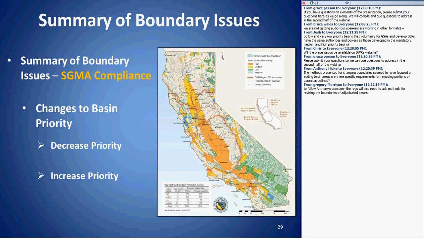The SGMA compliance issue gets into change to basin priority and the requirements that come with that under SGMA. We've heard that there are areas that, if a small portion of a basin is looked at independently, it might be a lower priority or decrease in priority, which would then remove requirements of SGMA. Opposite of that, if a smaller basin is combined with other basins or enlarged, that could increase the priority to medium or high and then require SGMA compliance.